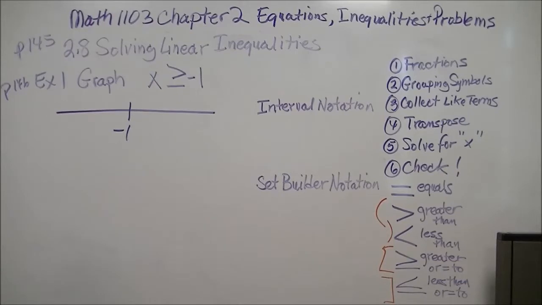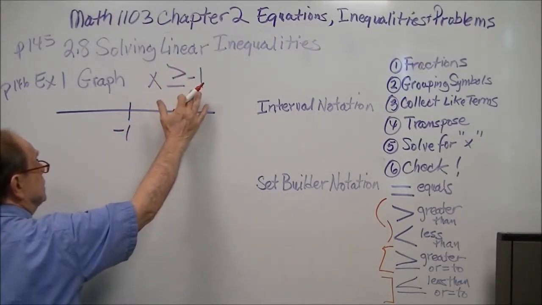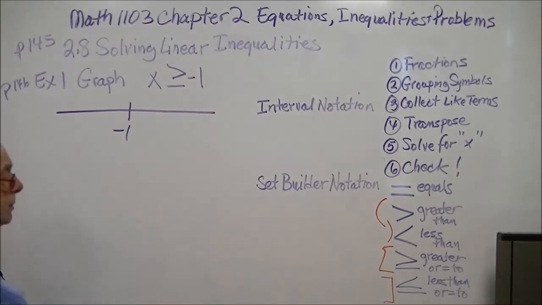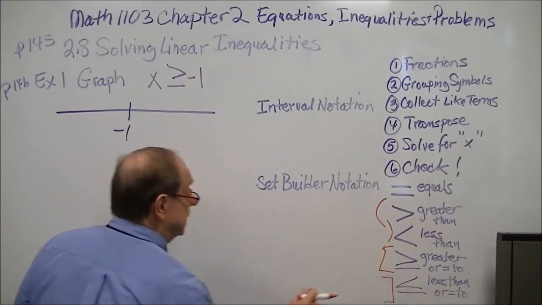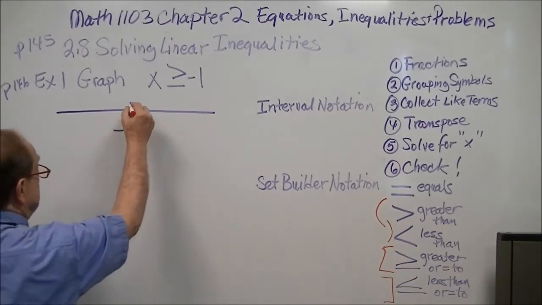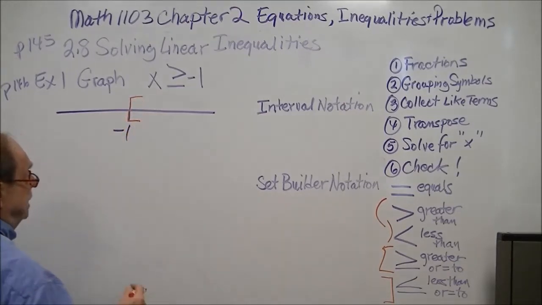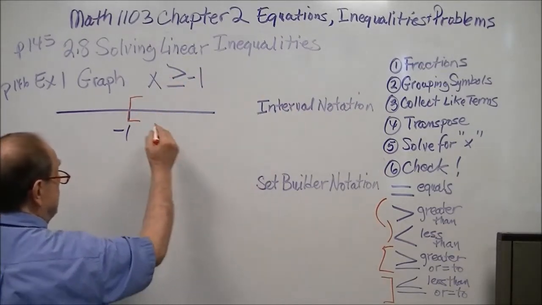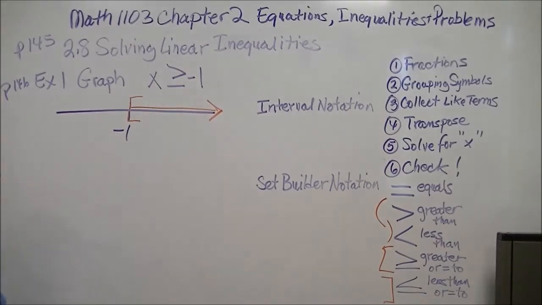So what do we have here? We say x is greater than or equal to -1. So we look over here, and for greater or equal, we have a bracket. So at -1, we will put a bracket. Now to indicate that it's greater than that, we then darken this line and be sure we have an arrow there. So this is the graph of x is greater or equal to -1.